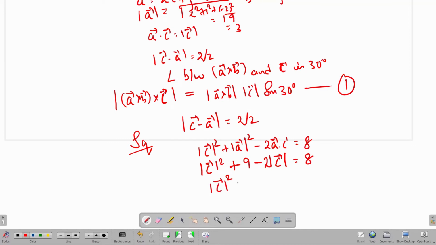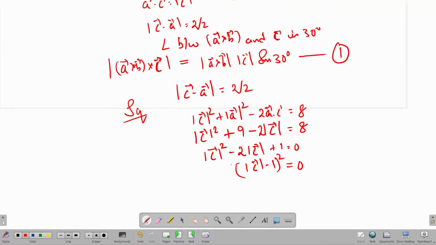Mod C whole square minus 2 mod C, and 9 minus 8 is plus 1. And this is my identity, that is (mod C minus 1) whole square, like (x minus 1) whole square is x square plus y square minus 2xy. So this comes out to be mod of C whole square. Taking the root, what I get? Mod C is equal to 1. So now we are done with this. We just have to put this value in equation 1.